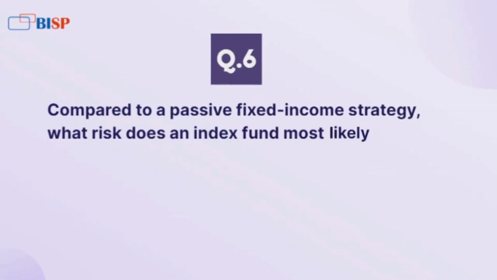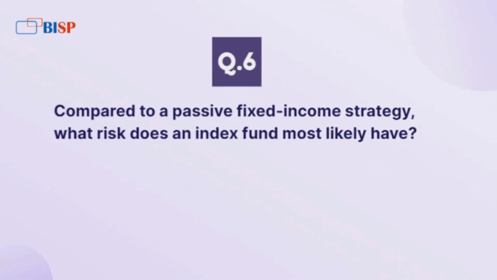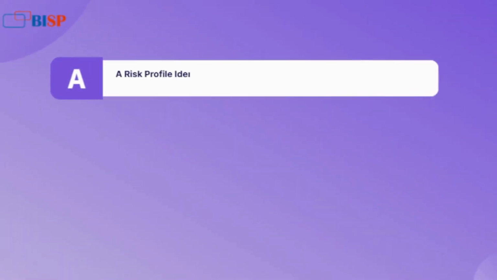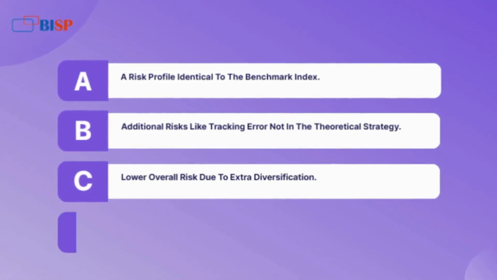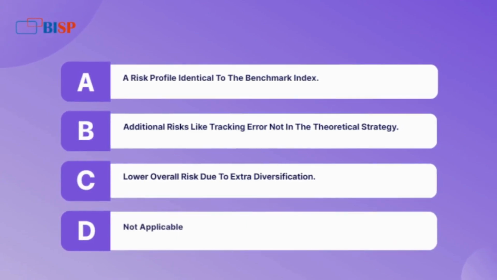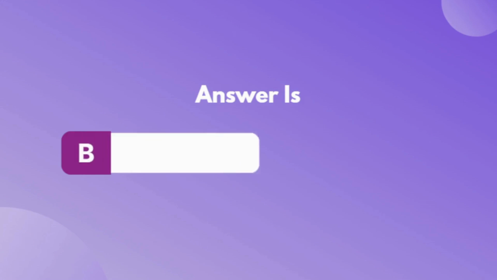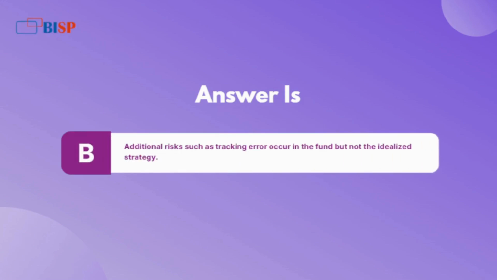Compared to a passive fixed income strategy, what risk does an index fund most likely have? A. A risk profile identical to the benchmark index. B. Additional risks like tracking error not in the theoretical strategy. C. Lower overall risk due to extra diversification. D. Not applicable. Answer is B. Additional risks such as tracking error occur in the fund but not the idealized strategy.